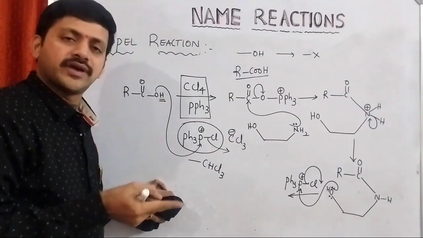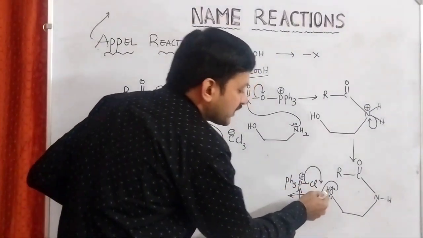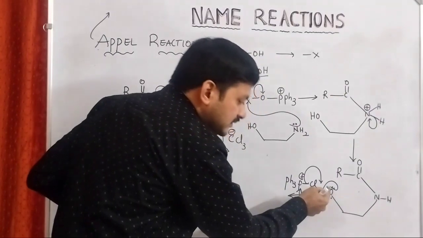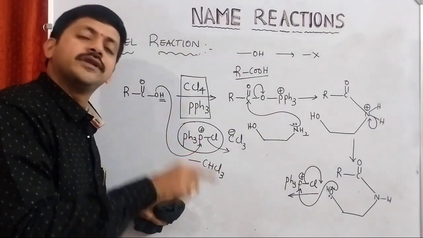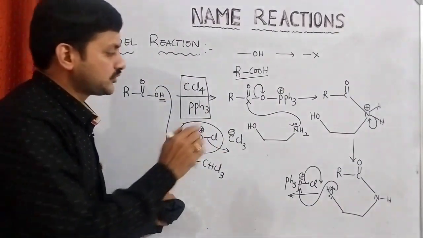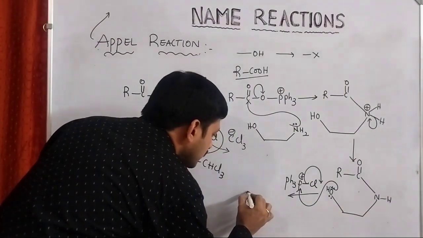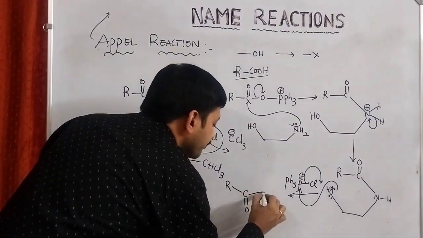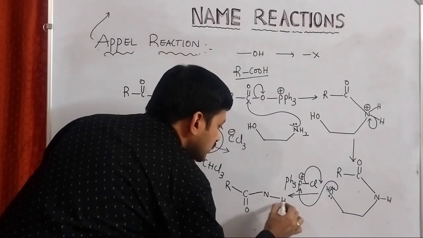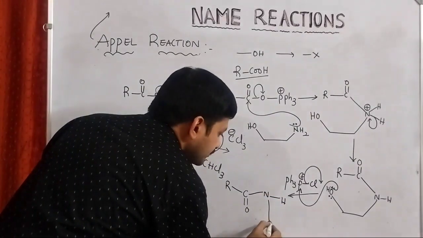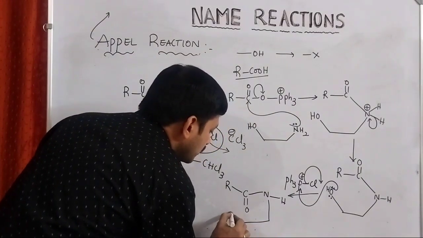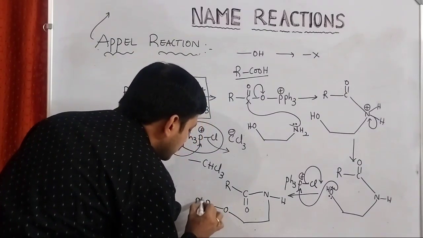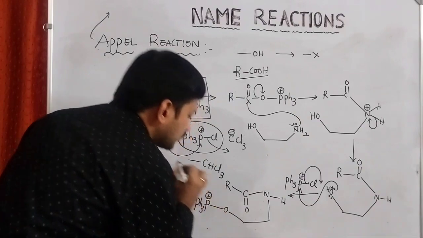In order to attain its valency, oxygen attains its valency by the elimination of hydrogen in the form of H+. So you will come up with, for my convenience I am writing the compound in this way, RC=O, single bond NH, this is CH2, CH2, now this one will become oxygen, oxygen is connected to phosphorus, Ph3, positive charge.